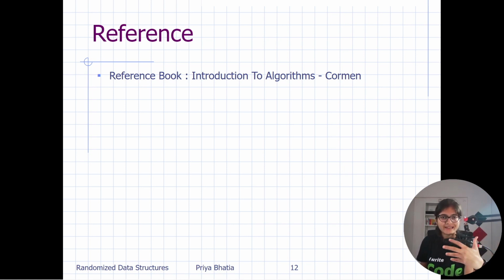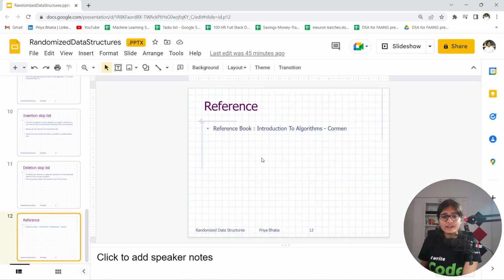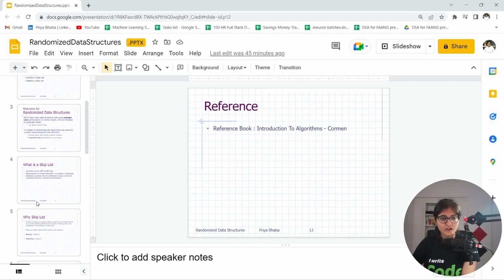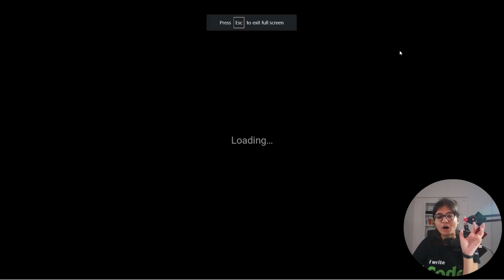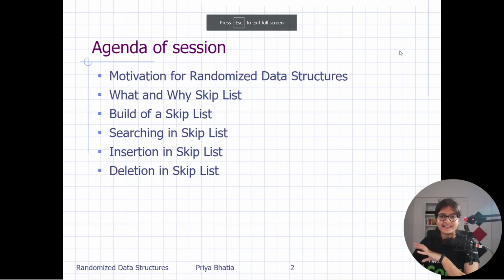To get a better sense, the reference book that you can get is Introduction to Algorithms by Cormen. So here, majorly what we have observed in the overall session on skip lists: we have seen the motivation behind using these randomized data structures, why basically we are using a skip list, what a skip list is and why it is required. After that, we talked about the building part. I have shown you how we can simply build any skip list if required. And then we observed how the searching, insertion and deletion operations can happen in a skip list, right?